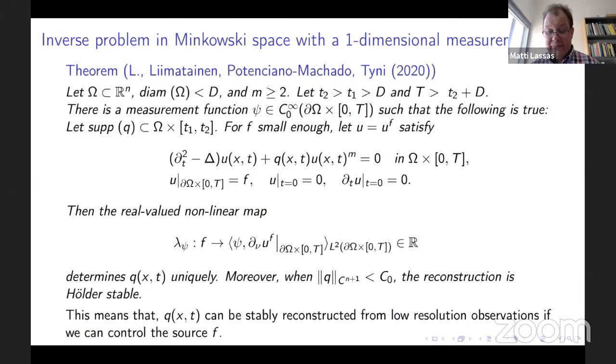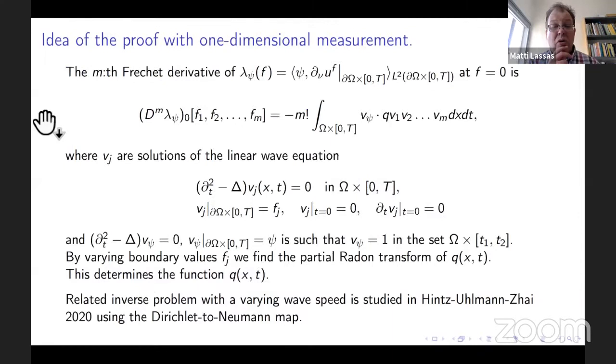How is this possible? So here is the idea of the proof. Let us consider the m-th derivative of our measurement map. So this measurement map is now real valued. It's the inner product of the instrument function psi and the Neumann boundary value of the solution. When we differentiate this m times, and we compute this differential in directions f1, f2, and so on, then this is the inner product of m waves and some function v_psi, where these v_j's are solutions of the linear wave equation with boundary values f_j. Also this v_psi is a function that we have to engineer. It is not very complicated, but it will be a function that satisfies the wave equation and its boundary value is psi. So this is the way we create this suitable instrument function.